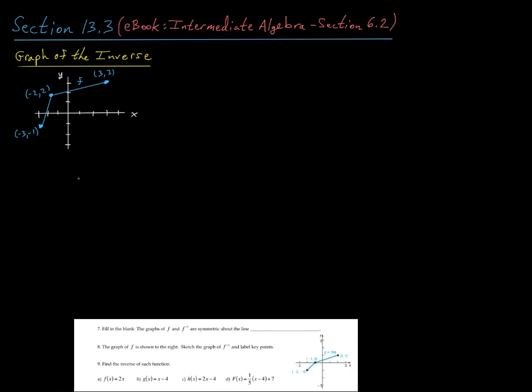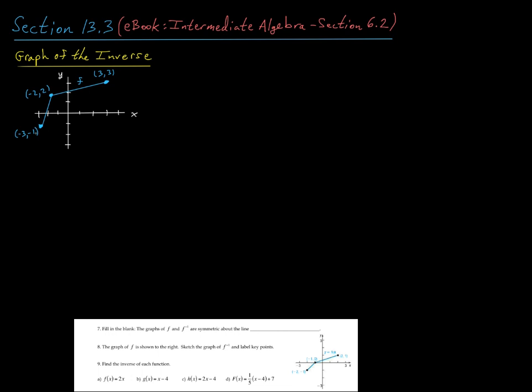Alright, in this video we're going to look at the graph of the inverse function. So here I have pictured the graph of a function in blue, and first note that this is a one-to-one function because it passes the horizontal line test. Namely, if I draw any horizontal line, it will intersect this blue graph in only one point. So it is one-to-one, so its inverse does exist.